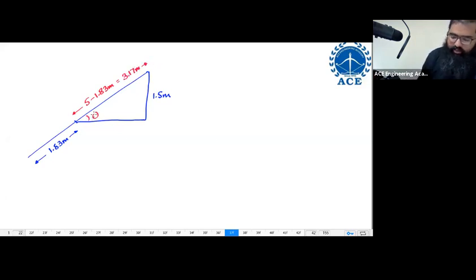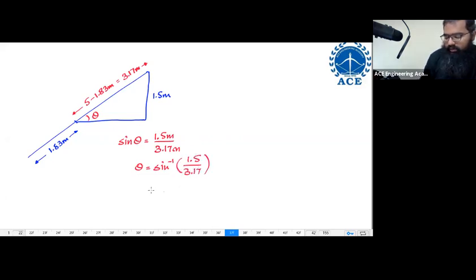This is equal to theta. So I can say over here, this is opposite, this is hypotenuse. Therefore, sine theta has to be equal to opposite, 1.5 meters, over hypotenuse, 3.17 meters. So theta is sine inverse of 1.5 divided by 3.17. Chalo, answer bolo.